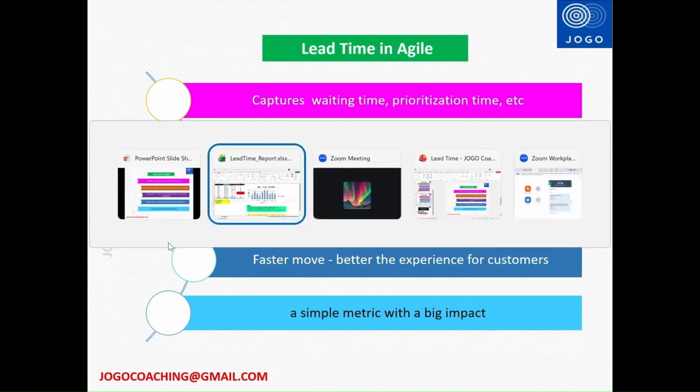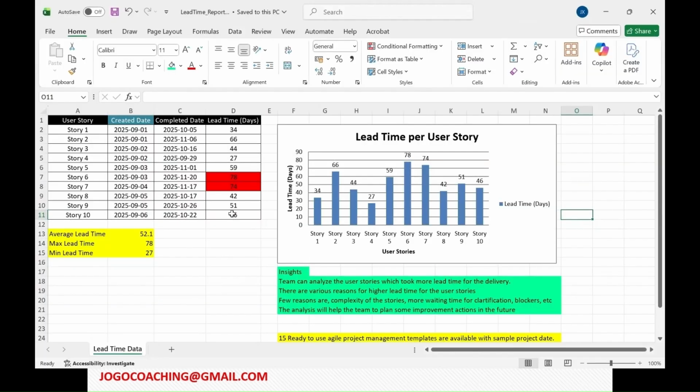Now let's understand the metrics from the Excel template. So hope you are able to see this Excel. We have a table on the left side with the columns user story, created date, completed date, and lead time. The created date is the requested date from the customer or stakeholder for the user story, task, or feature. Here I have listed the user stories and this is the created date.